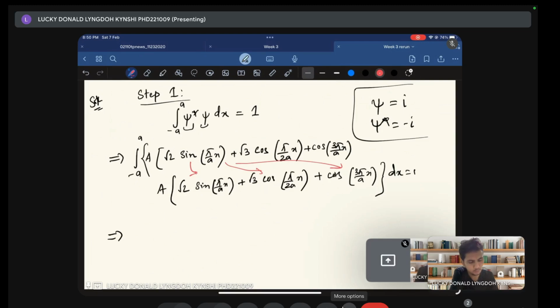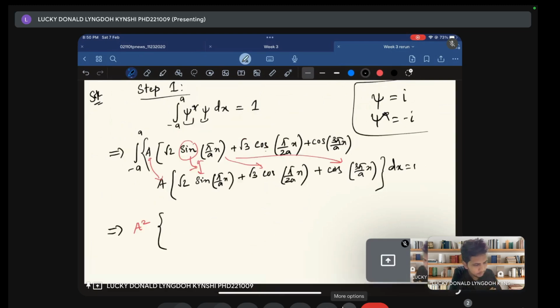Okay, so what you need to remember is that you can do the integration only cos to cos and sine to sine terms, because the cross-term integration goes to 0. That means now you can just multiply a with a, which will be equal to a square.